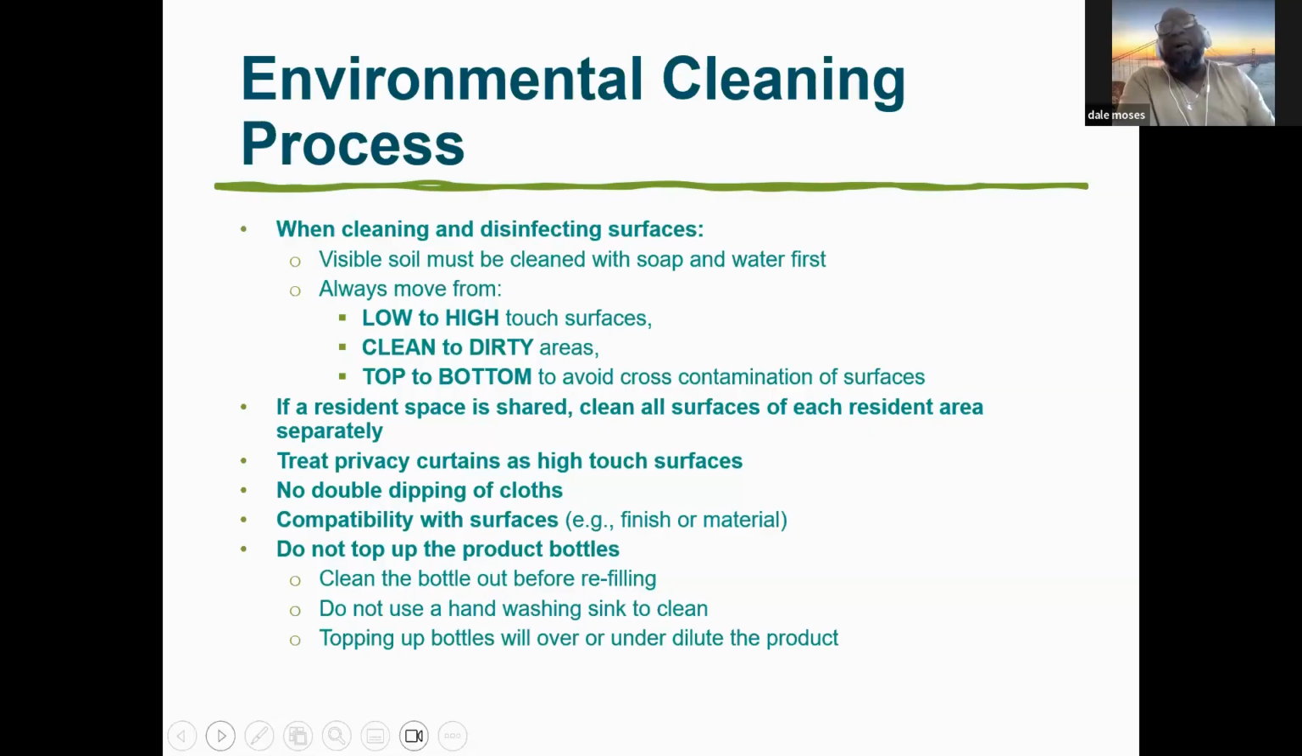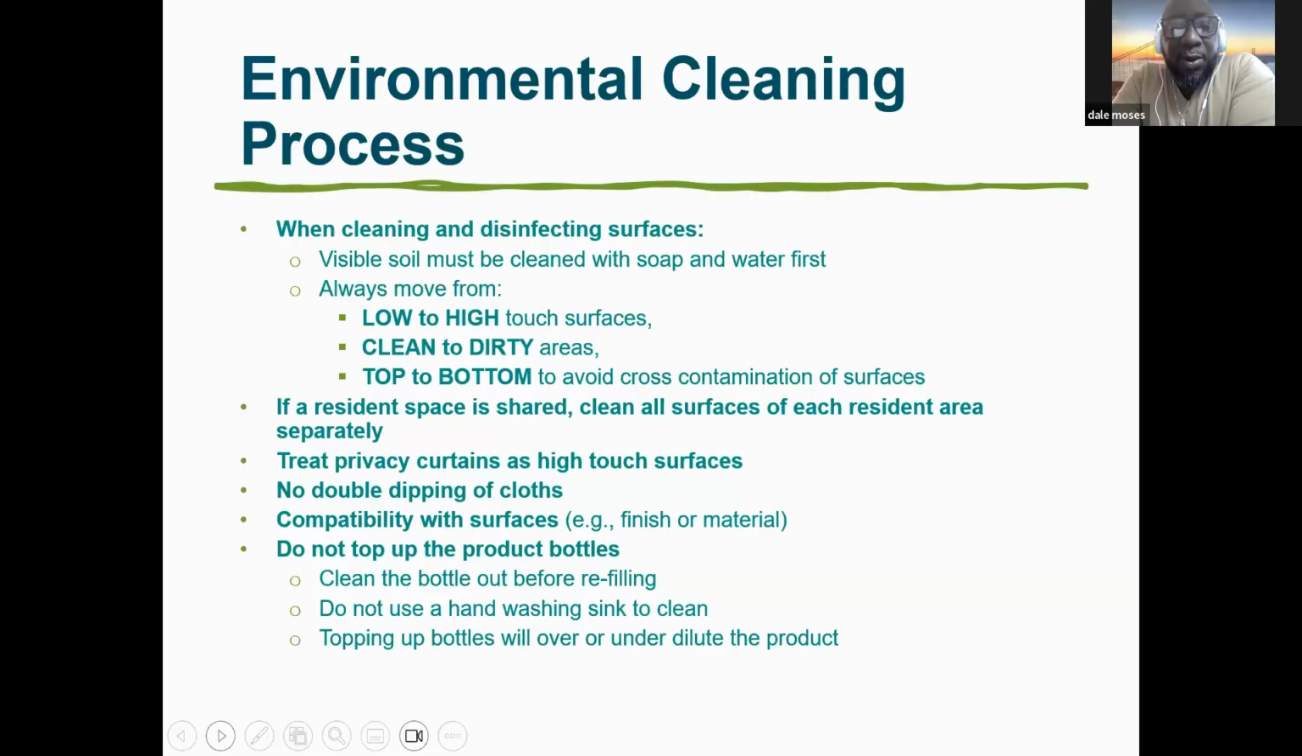Oh, these are really good ones here. So typically, if you're going to reuse a bottle as a spray bottle, that bottle should be cleaned and disinfected prior to remixing as well. Don't just take it and put new disinfectant in it. It should be cleaned out, washed, dried, and then new disinfectant put in after that. Do not use a hand wash sink to clean. A sink that you typically wash your hands in, which is designated as a hand wash sink, should not be used to clean out disinfectant bottles or for mixing the disinfectants as well.